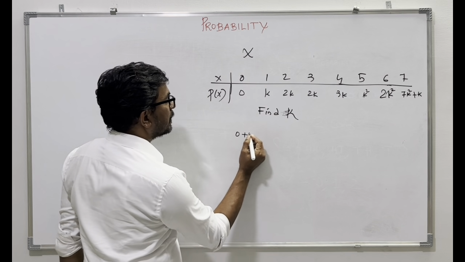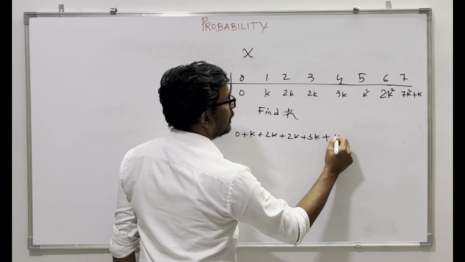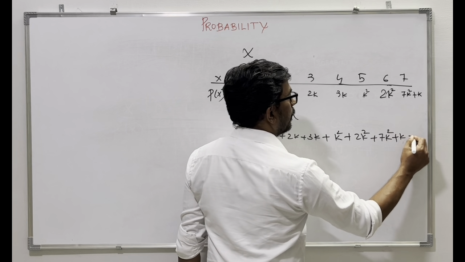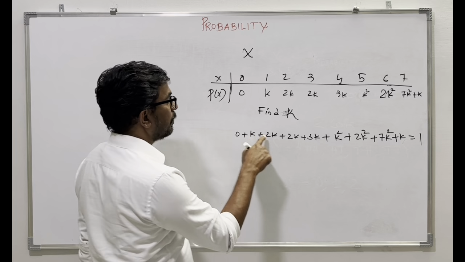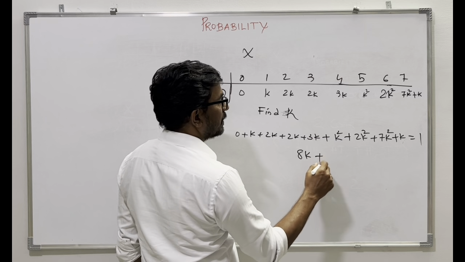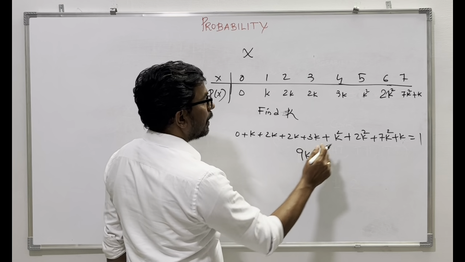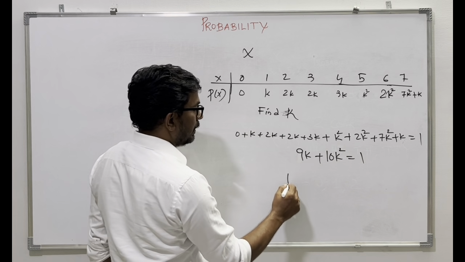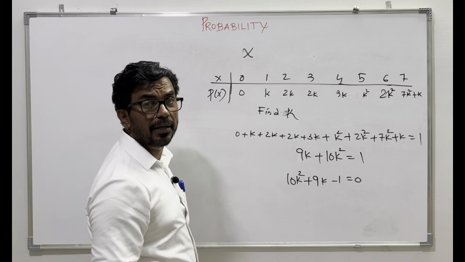So you will write 0 plus k plus 2k plus 2k plus 3k plus k square plus 2k square plus 7k square plus k equal to 1. Sum of all the probabilities should be 1. So let us add this. This will become 3k, 5k, 8k. So 8k, here 1k also is there, so that is 9k. And k square here, 3k square, 10k square is equal to 1. Let us write this as 10k square plus 9k minus 1 equal to 0 to find the value of k.